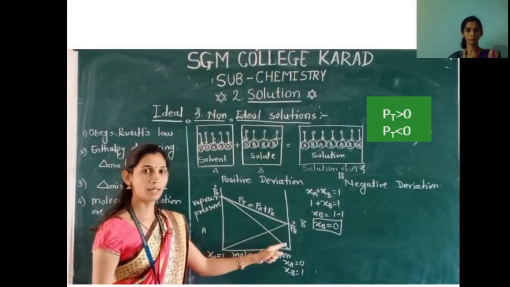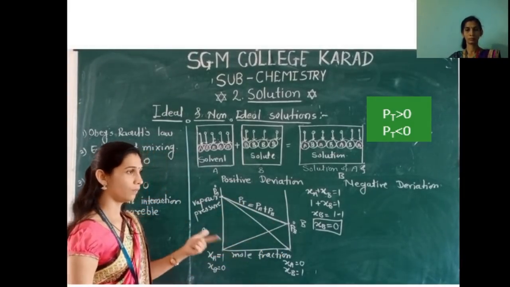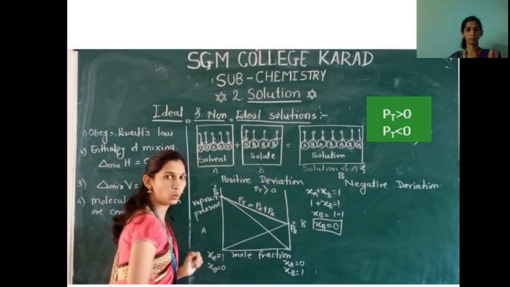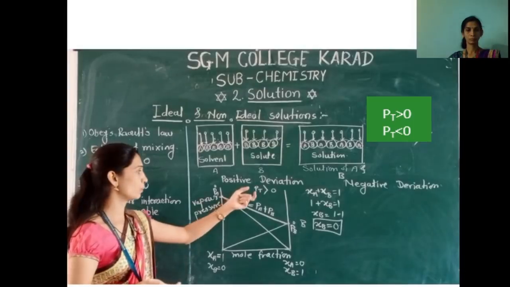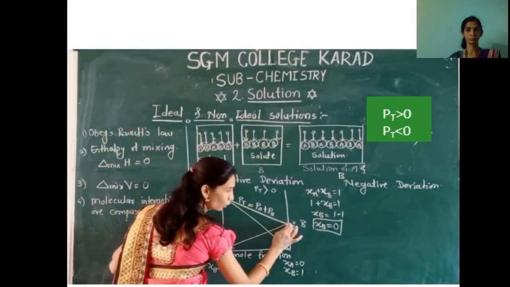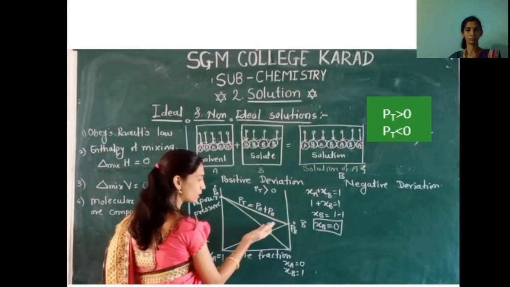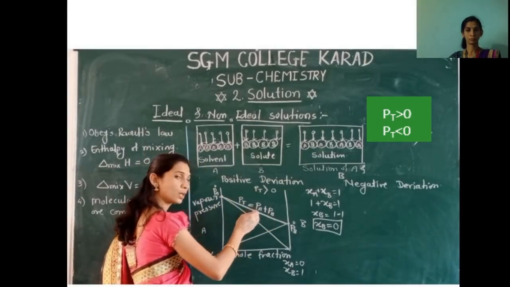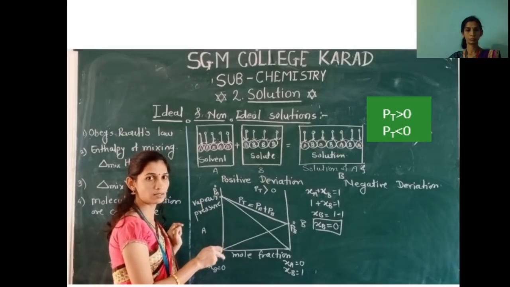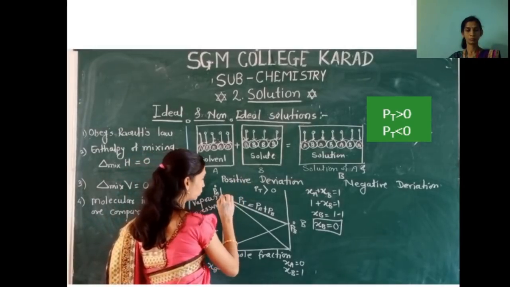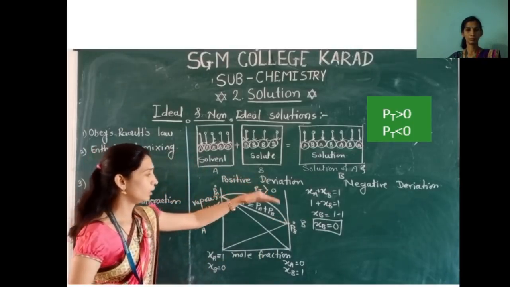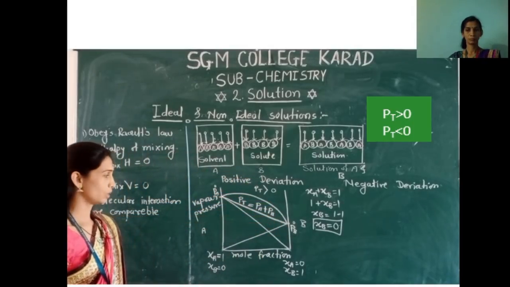Now we have the graph for a positive deviation, where PT is greater than 0. We get a positive deviation when the value of PT is greater than 0. If this were 0, we would get a graph where the value is 0, and then this solution would be an ideal solution. But here the non-ideal solution has a value greater than 0, therefore we are getting a positive deviation.